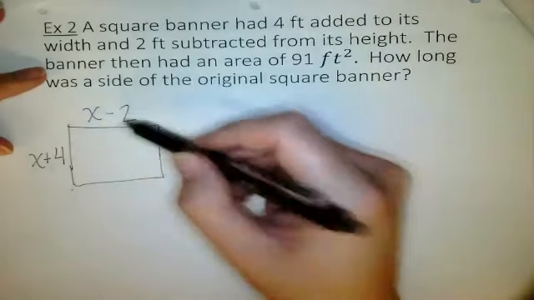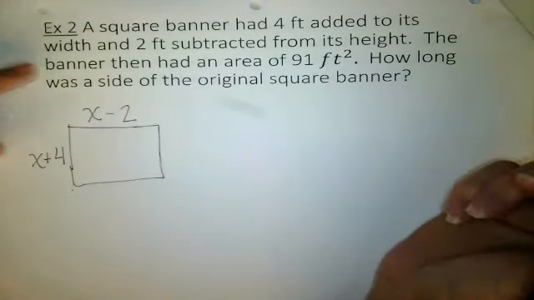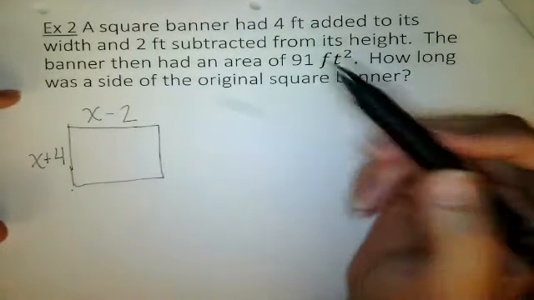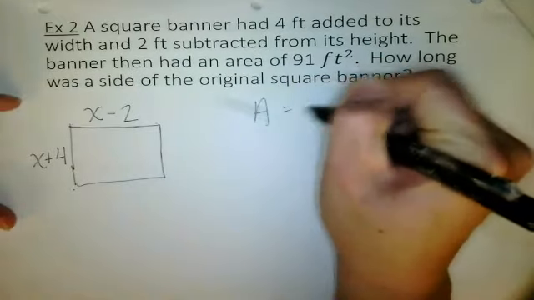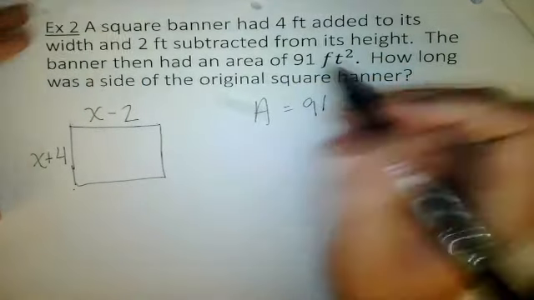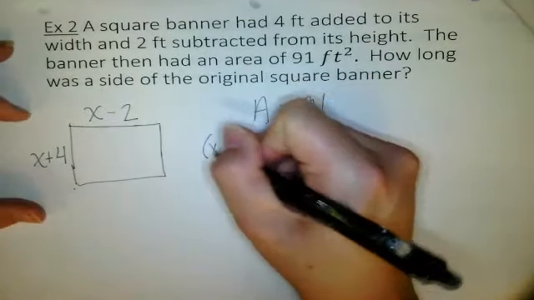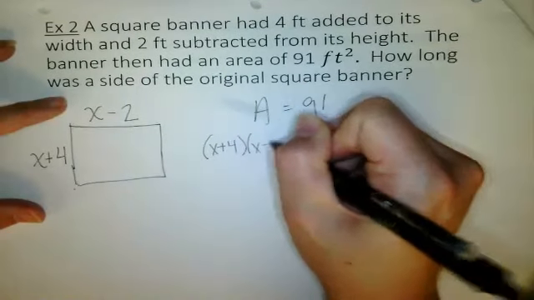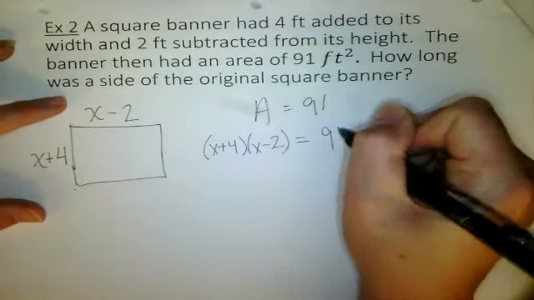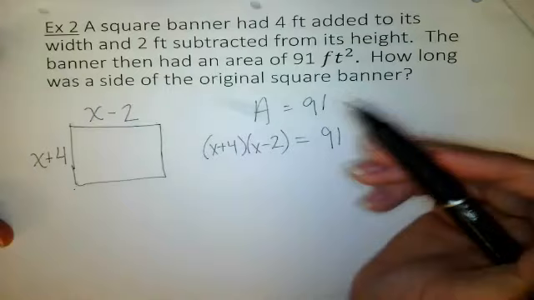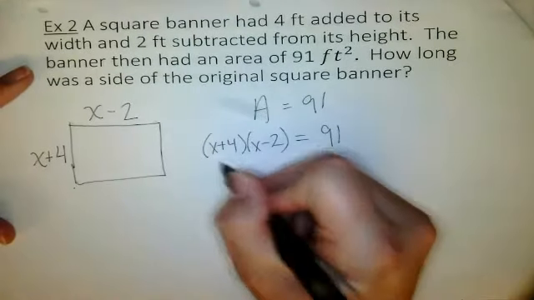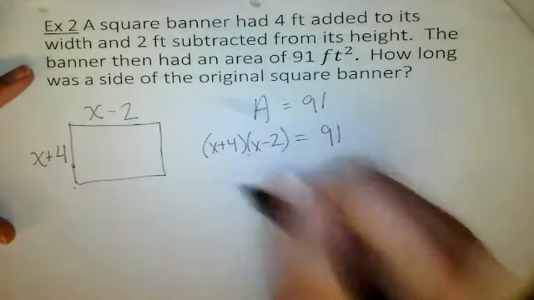And now with these adjustments it has an area of 91 square feet. So how do we find the area? Again, length times width. So x plus 4 times x minus 2 has to equal 91. I need to multiply that together. What do I get when I multiply these binomials together?